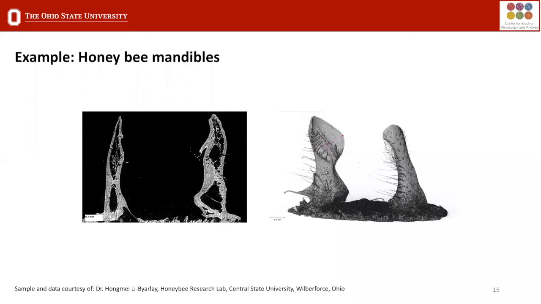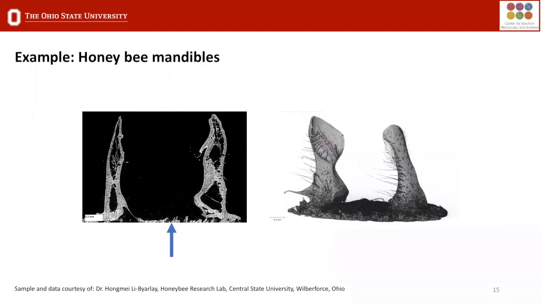For our next example, we're going to look at a pair of honeybee mandibles. These samples and data are from Dr. Hung-Mei Lee Bali and her team at the Central State University. In the image on the left, you can see a 2D slice from a tomogram of a pair of bee mandibles, and on the right, you can see a volume rendering that was made in VISO. These mandibles were dissected from the honeybee head and then glued onto a 2mm diameter wooden post. And you can see the post, just the top of it, at the bottom of the slice.